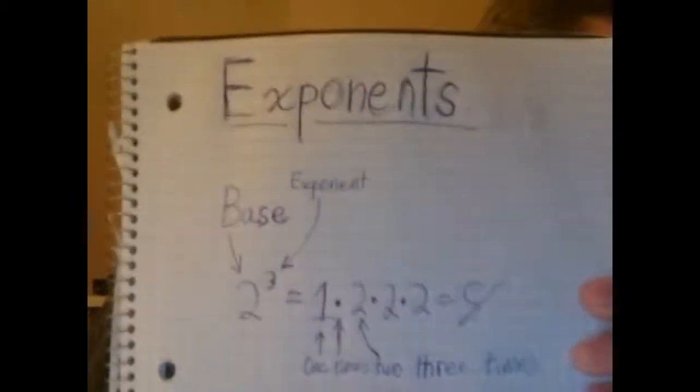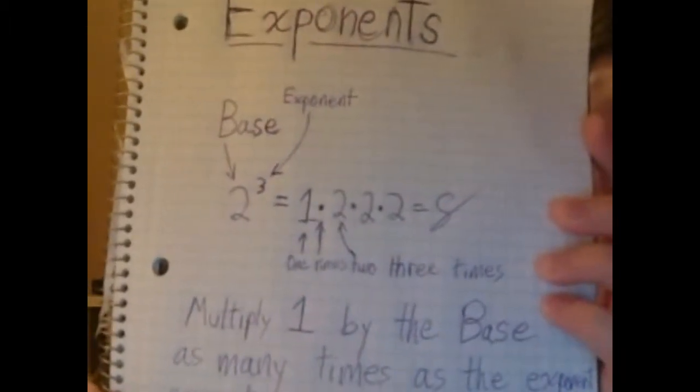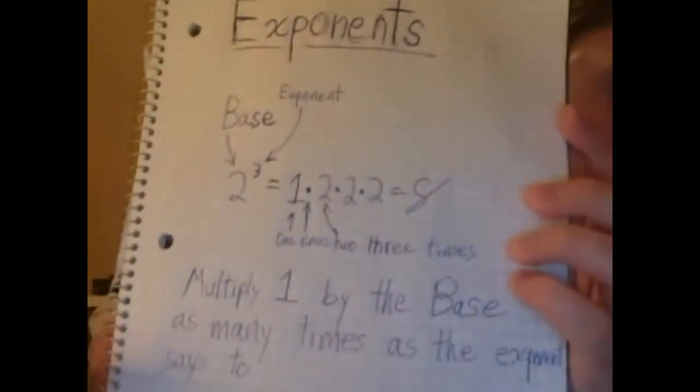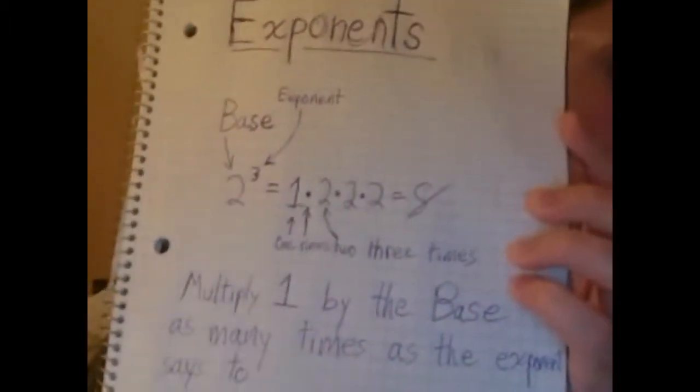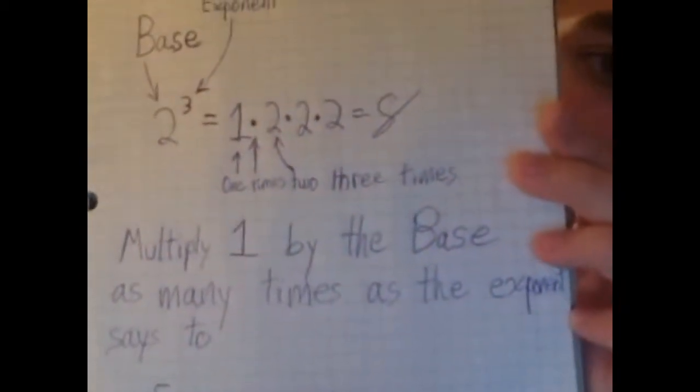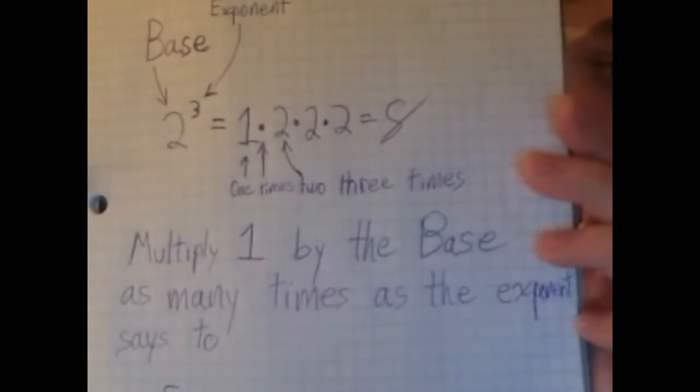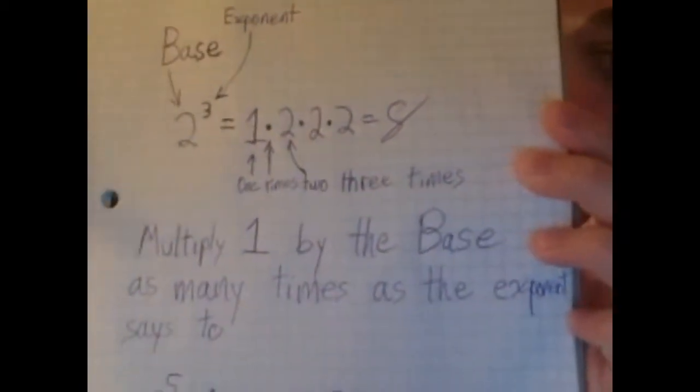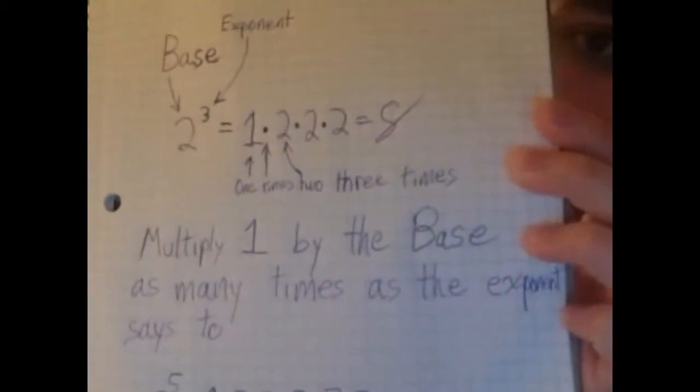So, there we go. 2 to the third equals 1 times 3 2's equals 8. The rule for computing exponents is multiply 1 by the base as many times as the exponent says to.